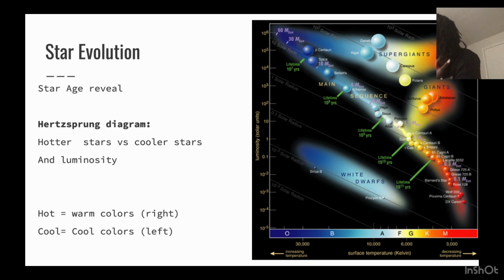If you look closely, it's the yellow area on the main sequence line, which is like a trend line. And the cooler stars are to the left, and they are higher in luminosity. So these are the blues, the purples, and some of the whites.